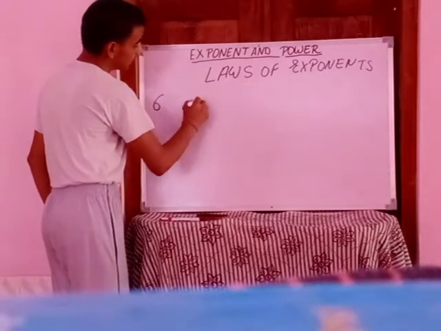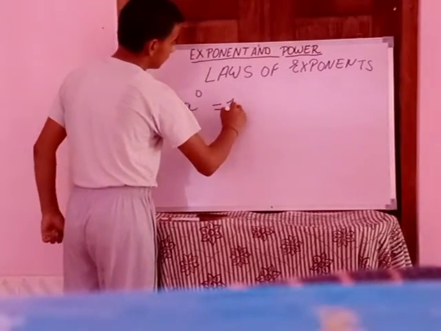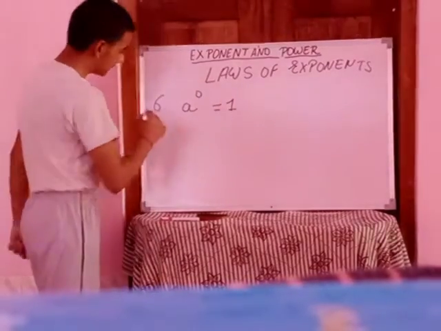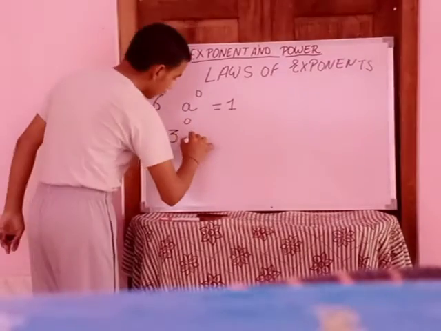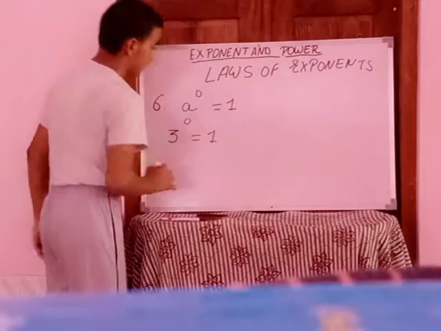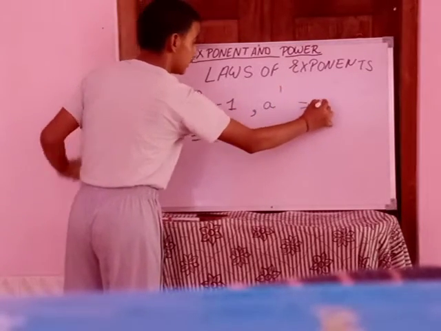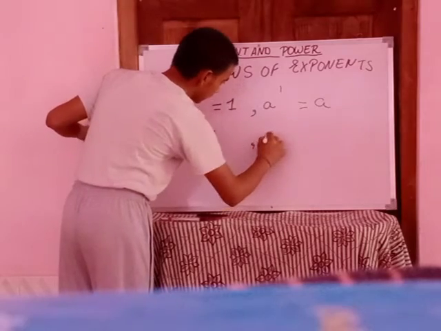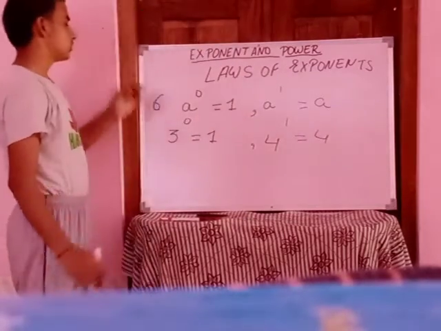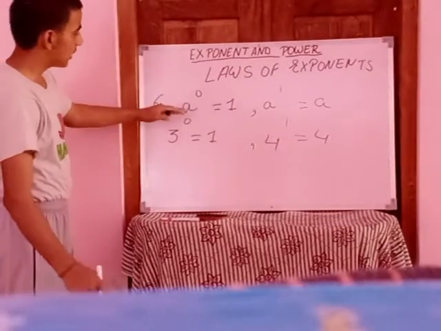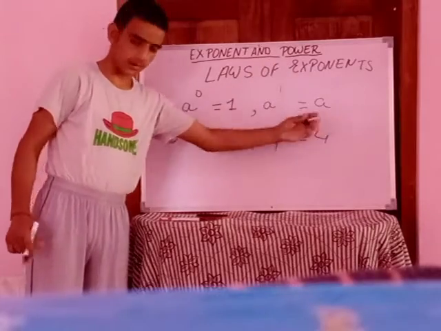If any number is raised to the power 0, its answer would be 1. Means 3 raised to the power 0 will be written as 1. And a raised to the power 1 will be written as a. Means 4 raised to the power 1 will be 4 only. So this was our law number 6: a raised to the power 0 is 1, and a raised to the power 1 is a.